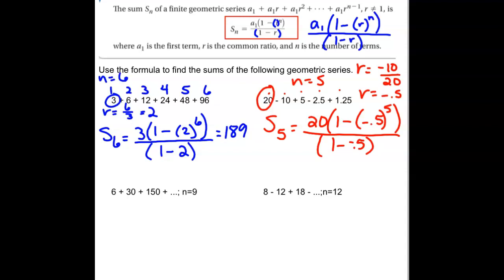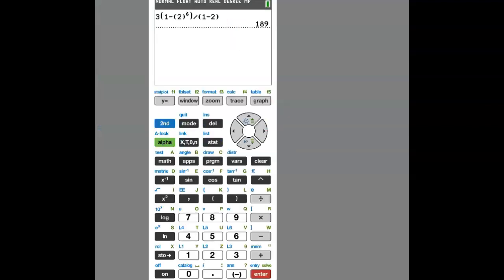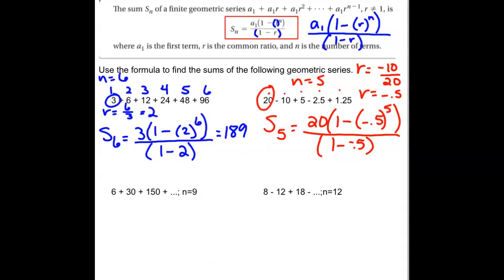All right, so let's grab our calculators again. We need 20 parentheses 1 minus parentheses negative 0.5 power 5, close that numerator off, divide, and then parentheses 1 minus negative 0.5, and then close that off. We get a total of 13.75.